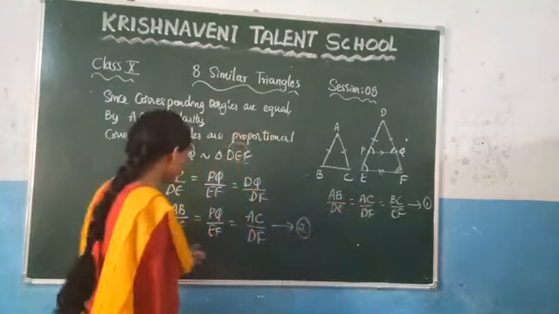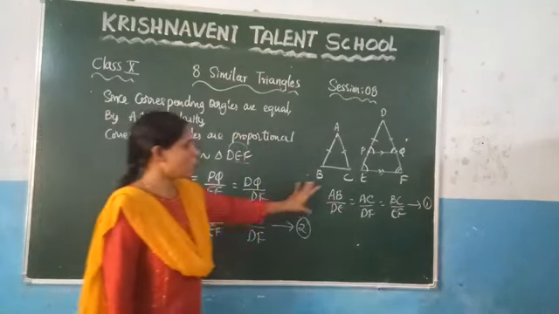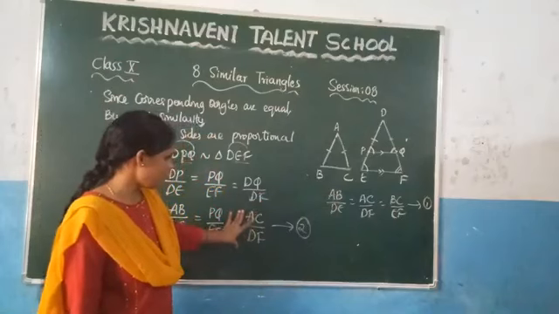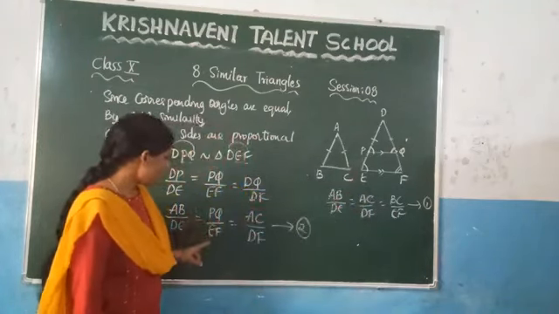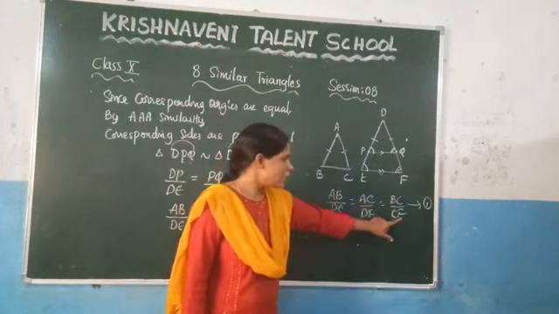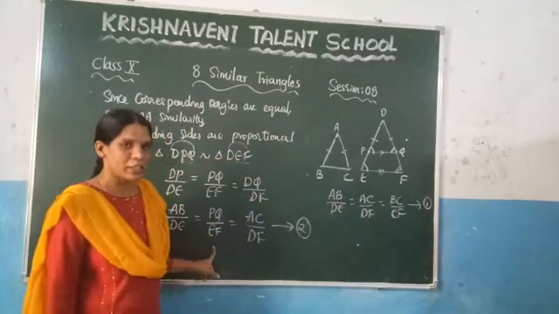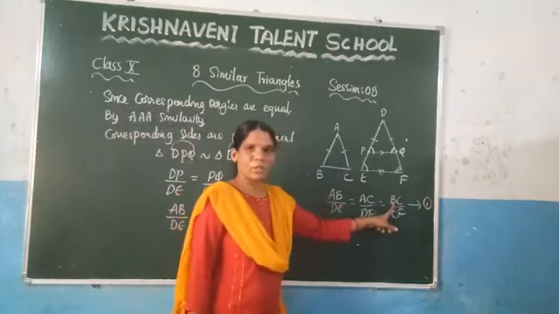Why? Because here you can observe that all are equal. Here AB by DE is there. Here also AB by DE is there. Similarly, here AC by DF is there. Here also AC by DF is there. Here PQ by EF is there. Here BC by EF is there. If you can see here, the denominators are equal. So here you can equate the numerators so that you will get PQ is equal to BC.